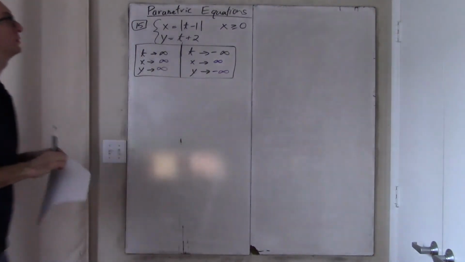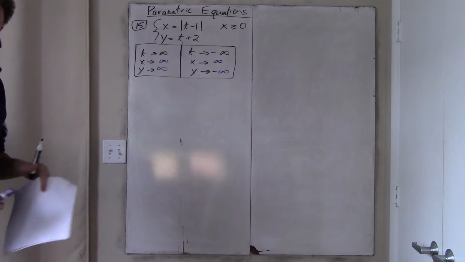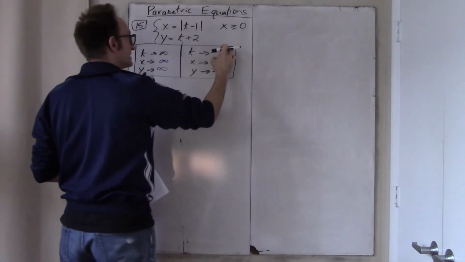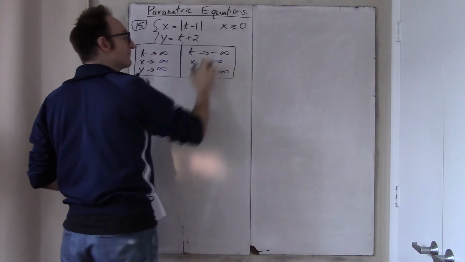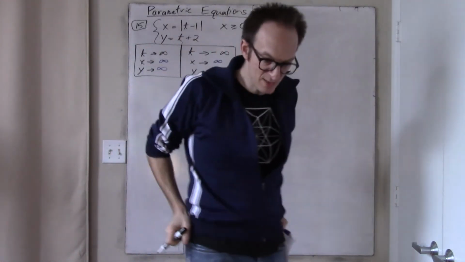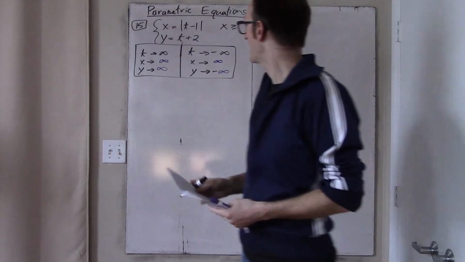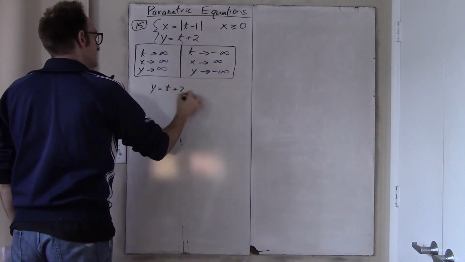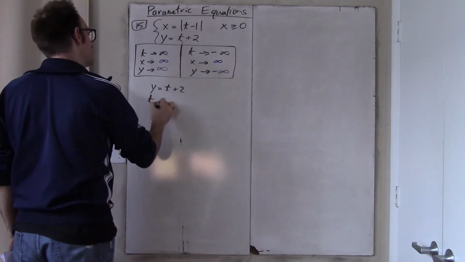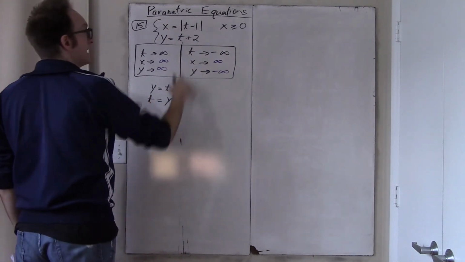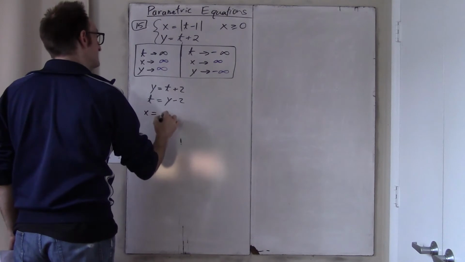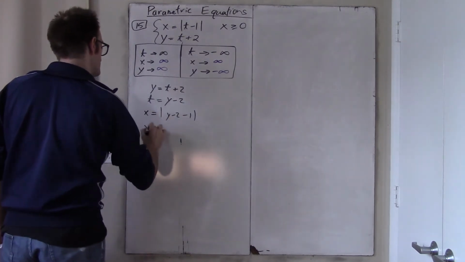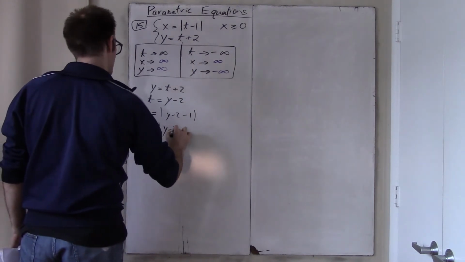All right, now I have to eliminate the parameter. I hope you agree that there's only really one good way to do this, and that is to leave your y equals bias behind and to express this as an x equals equation. What I mean by that is set y equal to t plus 2, solve for t, which is y minus 2, and stick that in here. So what we get is x equals absolute value of y minus 2, minus 1. In other words, x is absolute value of y minus 3.